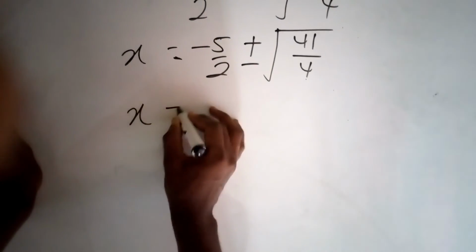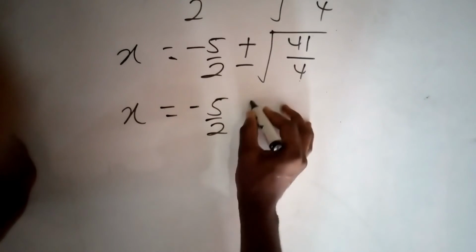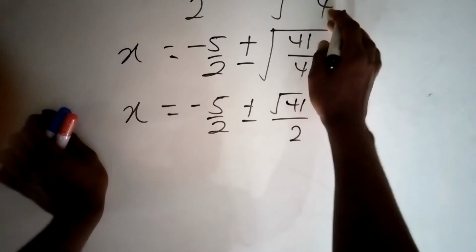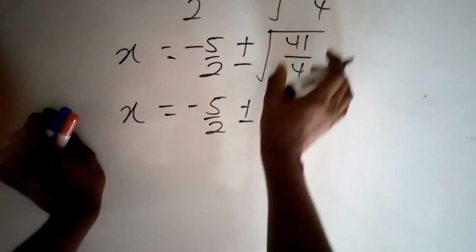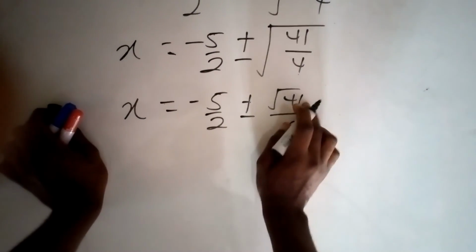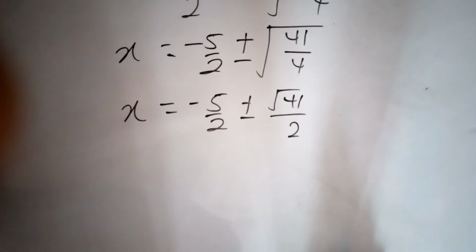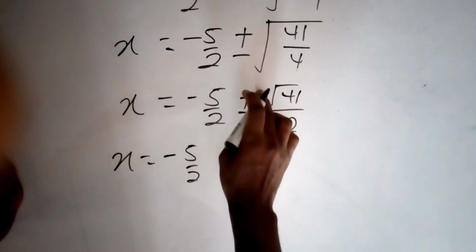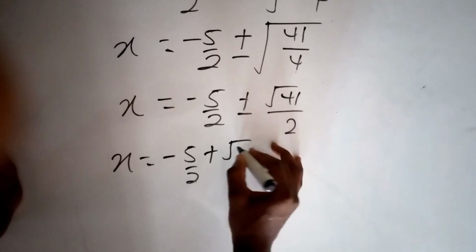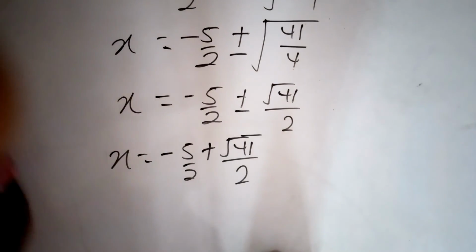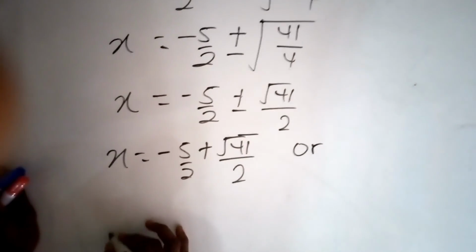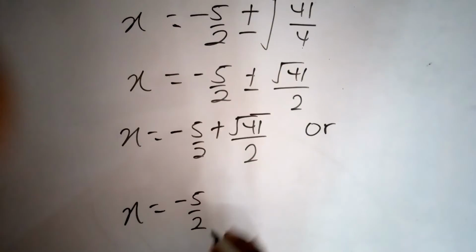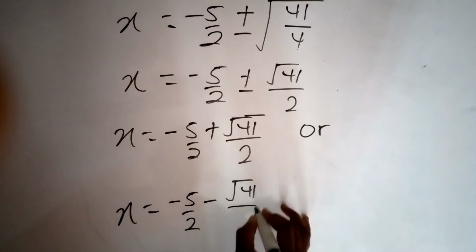That I'll be having x to be equal to negative 5 over 2 plus or minus root of 41 over 2. Note that this root of 41 over 4 affects both the 41 and 4. So root of 41 still gives me root of 41, but root of 4 gives me 2. Then x will be equal to negative 5 over 2, I then put the first operational sign here, plus root of 41 all over 2, or I then get my x to be equal to negative 5 over 2, I then put the second operational sign, which is negative, minus root of 41 over 2.